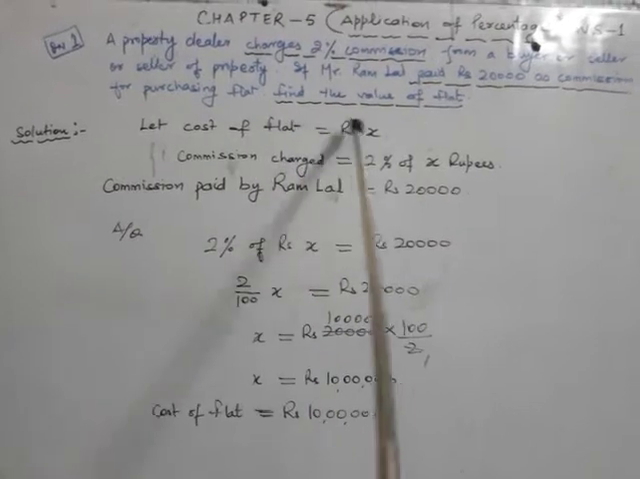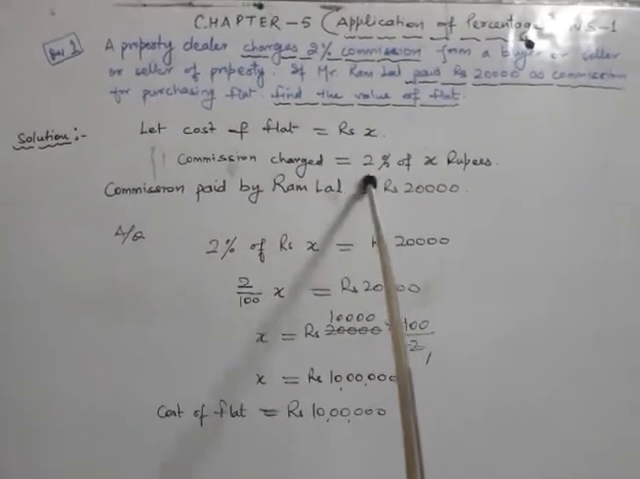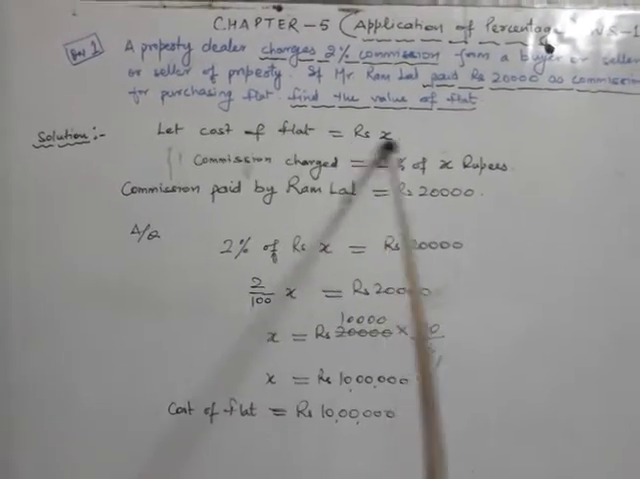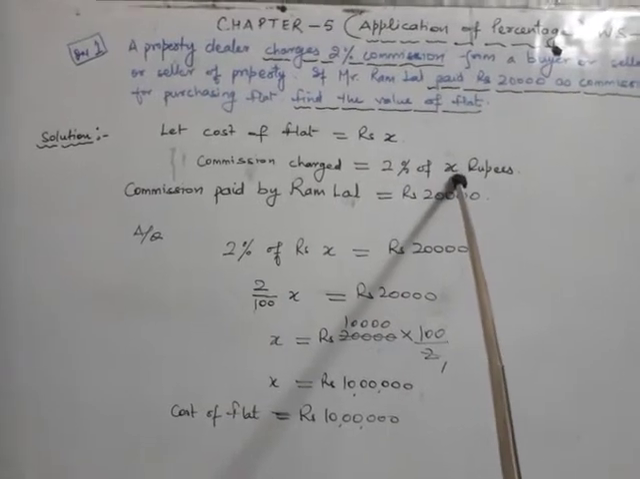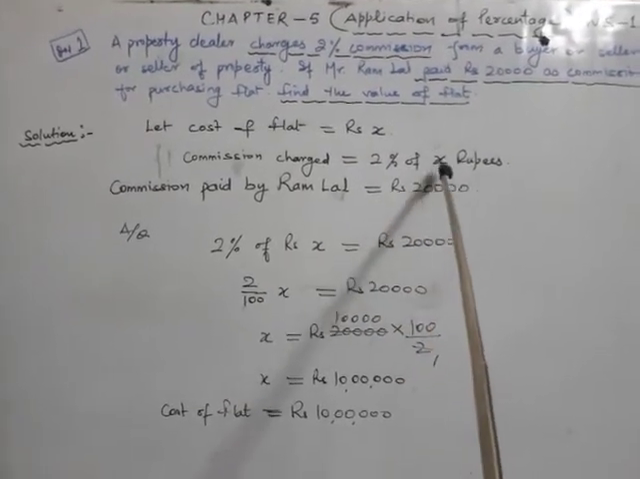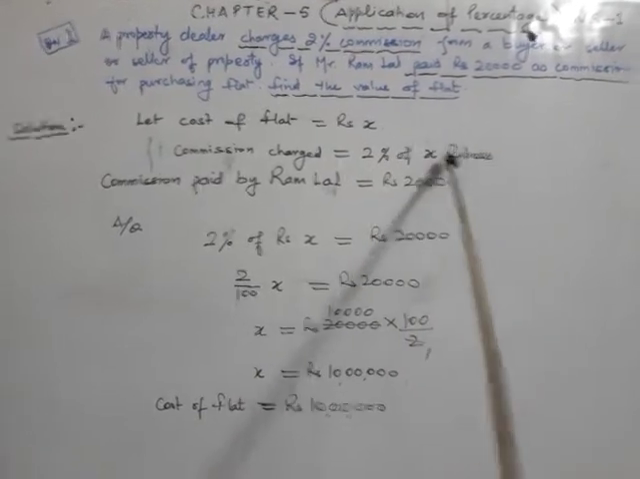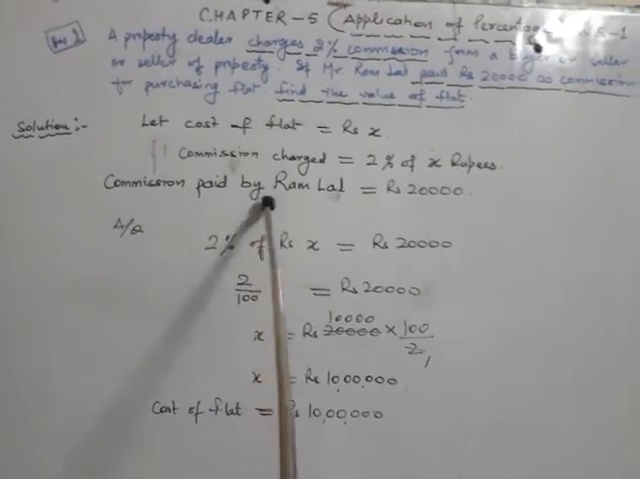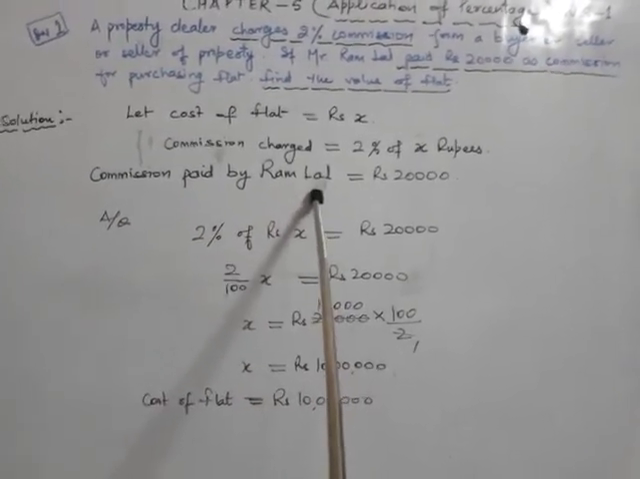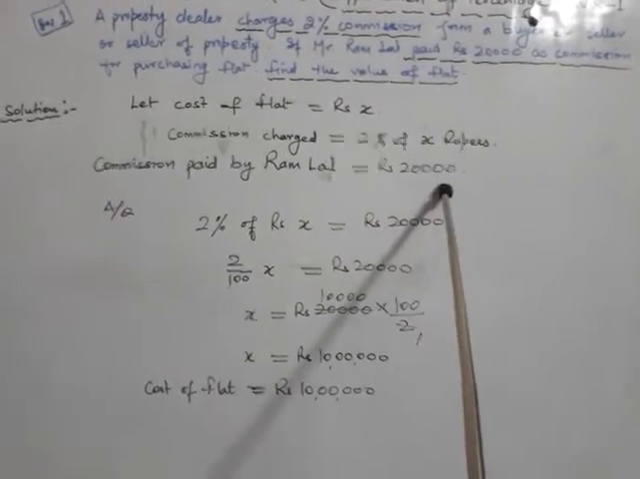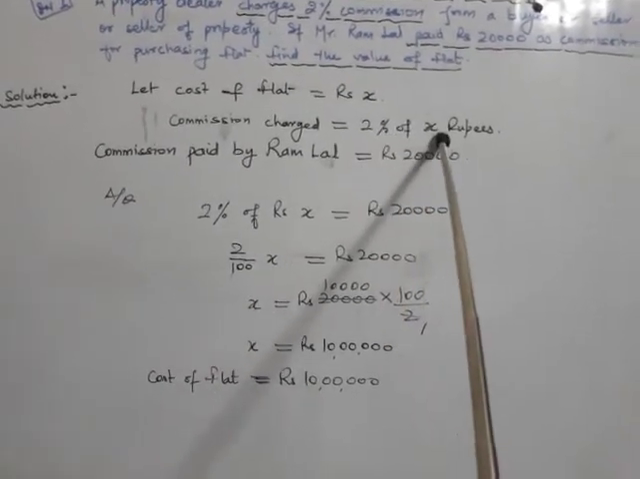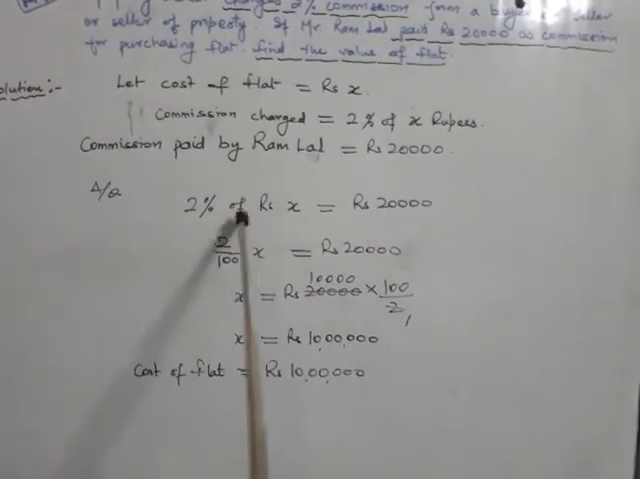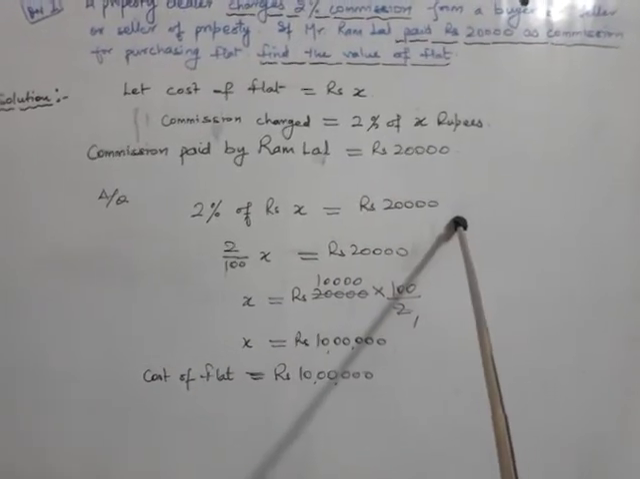So if the cost of the flat is x, then the commission charged is 2% of the value of the flat. 2% of the cost of the flat, that is rupees x, becomes 2 over 100 multiplied by x. Now, what commission has Ramlal paid to the property dealer? Rupees 20,000. Now you can see that 2% of rupees x and the commission paid by Ramlal are equal. So 2% of x must be equal to 20,000 rupees.